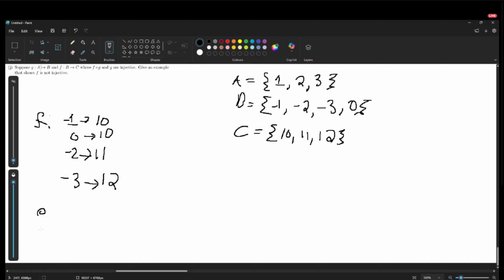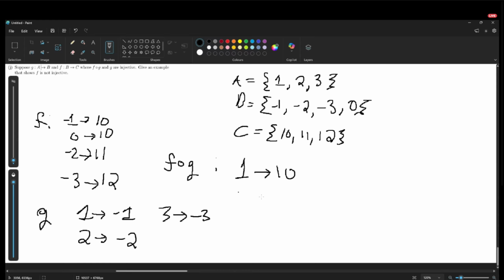And then for G, since it's from A to B, we could say that 1 maps to -1, and 2 maps to -2, and 3 maps to -3, right? Then you could show that F composed with G is invertible, because this is simply the map that sends 1 to 10, and then 2 to 11, and 3 to 12.